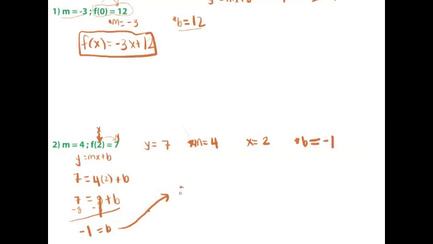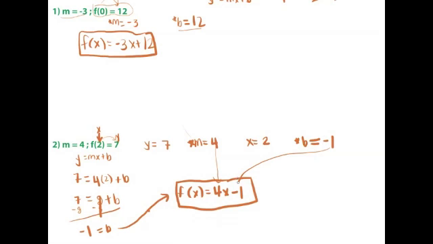Okay. So I'm going to fill in for everything that I have, just like I did up here in number 1. f of x equals, m is 4, I leave x as x, and b is -1. So the final answer for this is f of x equals 4x minus 1. This 4 is from the m. This -1 is from the b, and that's all we fill in.